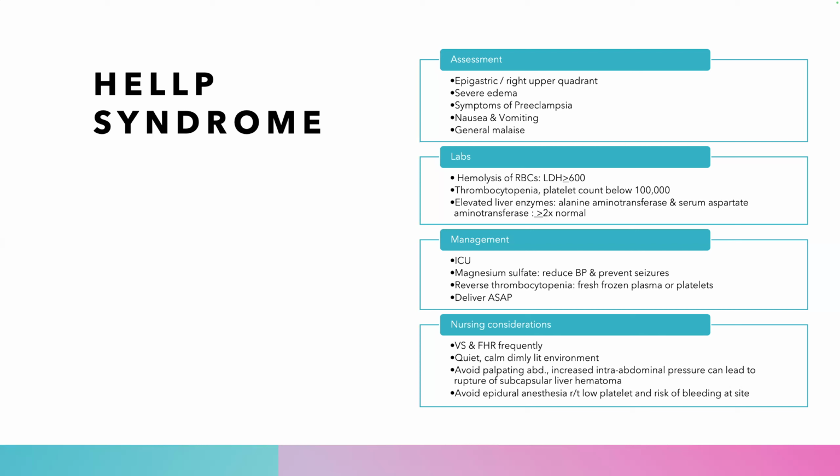And so what are we going to do? We're going to monitor their vital signs. They're again going to be in a quiet room. You want to be careful avoiding really palpating their abdomen because they can get these liver hematomas and they can actually burst. And then these people, if they have a C-section, may be under general anesthesia because of the low platelets, depending on how low their platelets are.